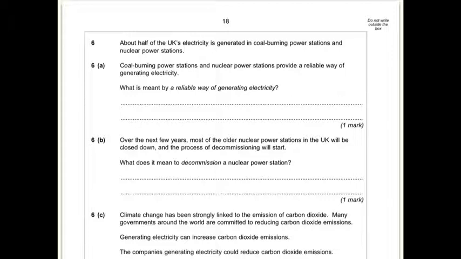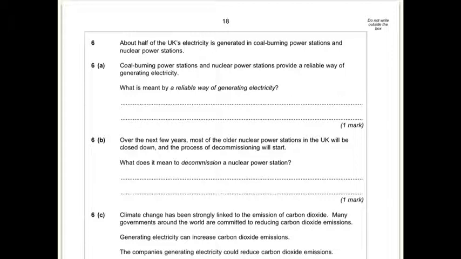Well, you can say that the energy source is constant, or they can generate all the time, or they don't rely on uncontrollable factors. So, for example, wind turbines need the wind. You can't control that, so they're not reliable. So you could say that they can generate all the time, or that they're a constant source of energy.